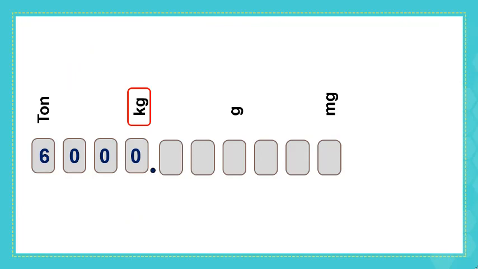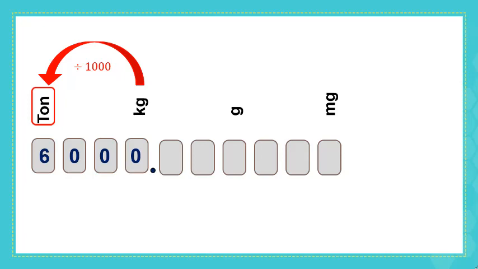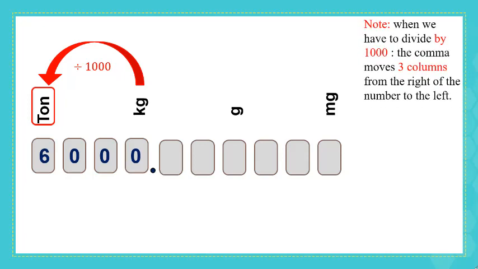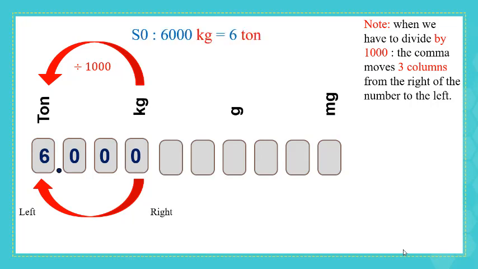Another example, 6000 kilogram, and you have to convert it into ton. Kilogram and ton are two successive units where you have to convert from the smaller unit to the biggest one. So you have to divide by 1000. And as we said, to divide by 1000, you have to move the comma from the right of the number to the left. 1, 2, 3. So 6000 kilogram is equal to 6 ton. Pause this video and start to solve number 6, page 9 on your worksheet 4.